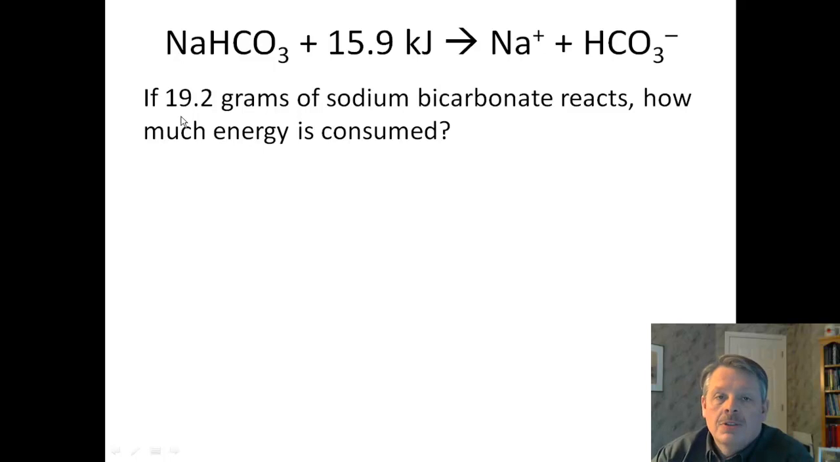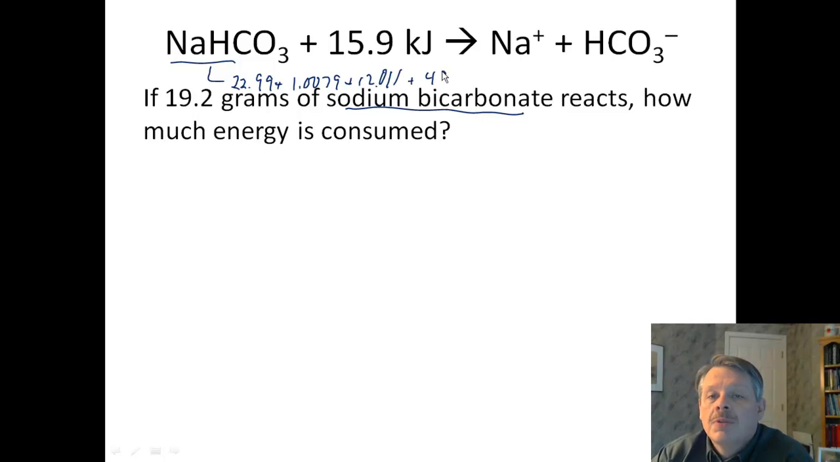All right, so we're starting with 19.2 grams of sodium bicarbonate. That's this thing. So we better figure out how much sodium bicarbonate weighs. Sodium is 22.99, hydrogen is 1.0079, carbon is 12.011, and oxygen, there are 3 of them, so that's 48. We're going to add all those up, and that gives us a total mass of 84.009 grams per mole for sodium bicarbonate.